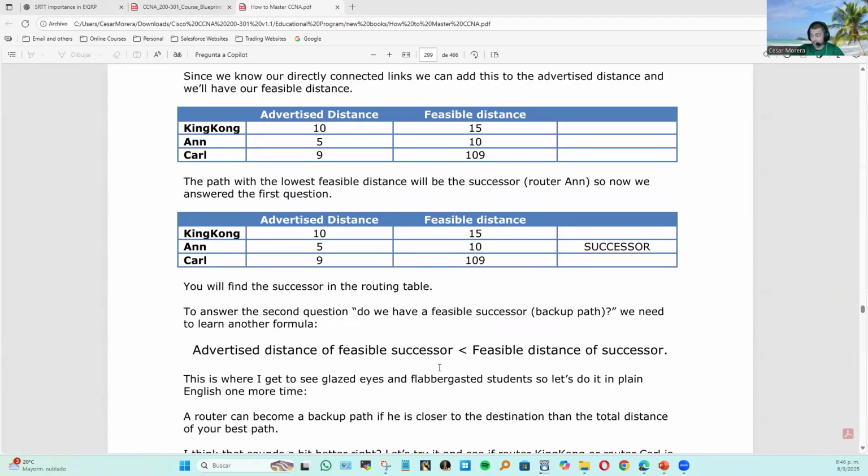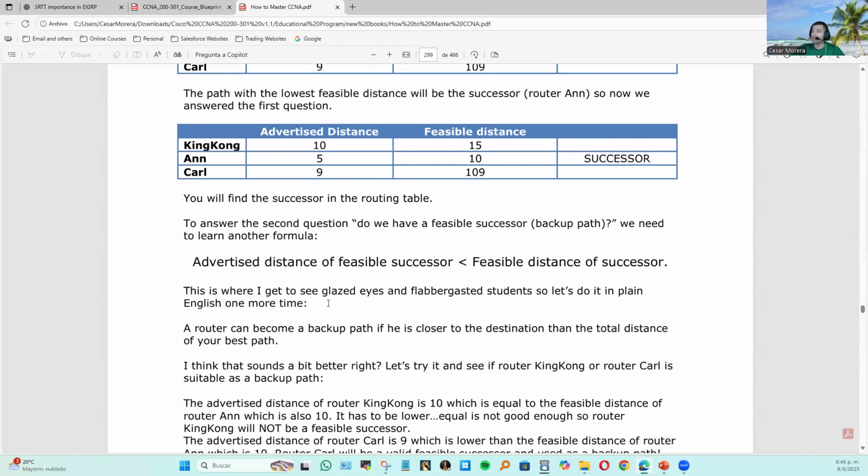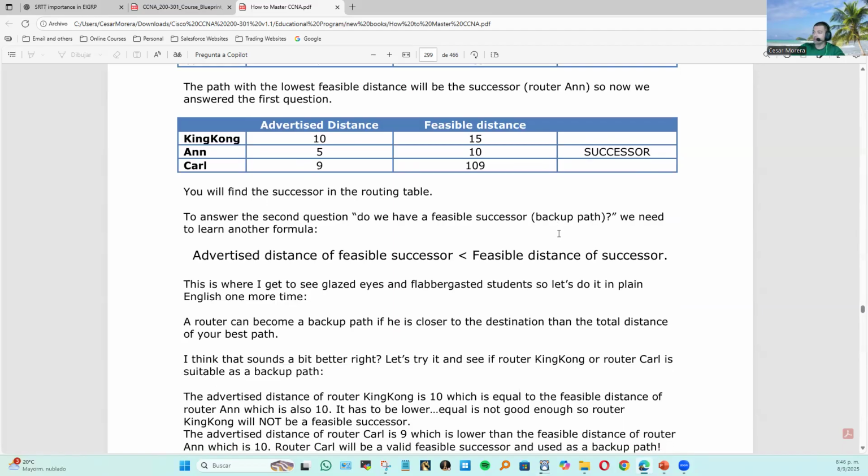Finally, we got this successor, which has the lowest administrative distance and the lowest feasible distance in this case. It will be Ann. So the answer to the second question, do we have a feasible successor backup path? We need to analyze the formula: the advertised distance is lower than the feasible distance. And in this case, we have a feasible successor here.